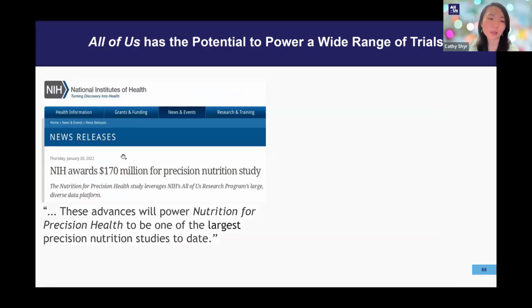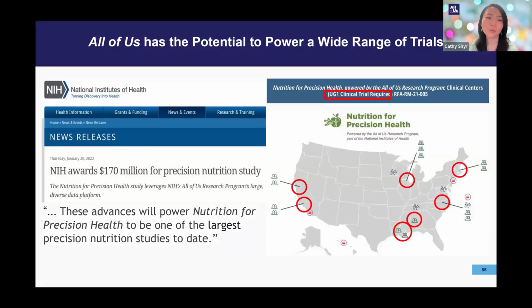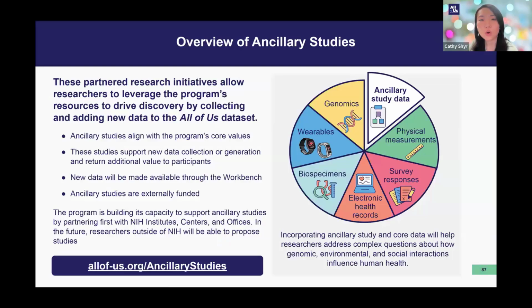And one great example of this is, in 2022, the NIH awarded 170 million for a precision nutrition study. And this is really exciting because these advances will power this study, which is called Nutrition for Precision Health, to be one of the largest and richest precision nutrition data sets and studies to date. Now, as a part of this study are a number of randomized studies that will be conducted across multiple clinical centers across the nation.